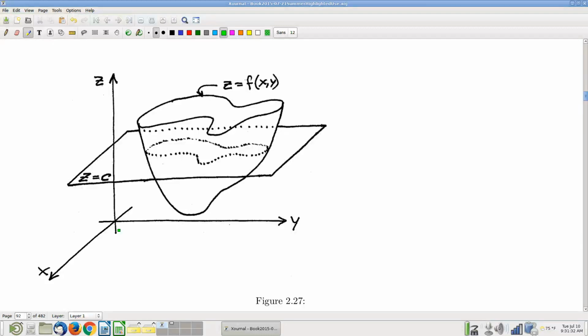Okay, so here's what we were talking about last time. We were talking about level sets. Now, this is a certain point of view that you can take on level sets. This is a picture demonstrating the way in which level sets relate to graphs by way of cross-section.